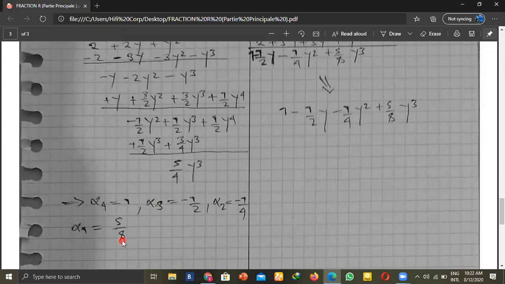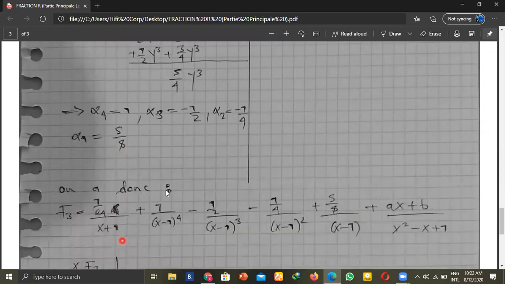Then you use your partie principale. On that, donc, we put them. x plus 1, we found our beta was 1 over 24, plus 1 over x minus 4, minus 1 over 2. What we found, we put it here. We found these values. Minus 1 over 4 over x minus 1, plus 5 over 8, x minus 1, plus ax plus b over this. So we have found all the values.